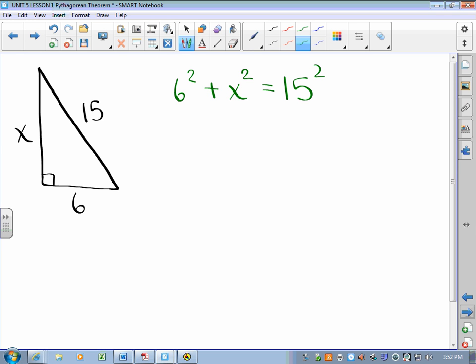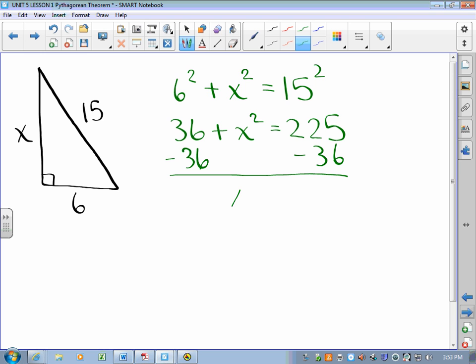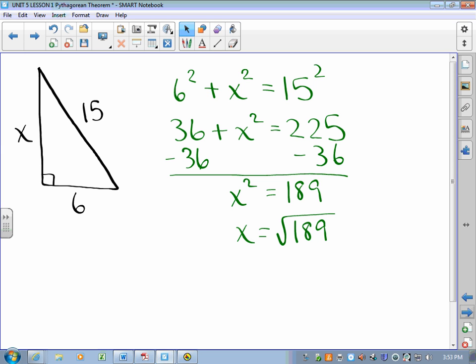And so I say, ooh, I can do this. 6 squared, that's 36. X squared is x squared. 15 squared is 225. And so by subtracting 36 from both sides, I get that x squared is 189. And so x turns out to be the square root of 189.